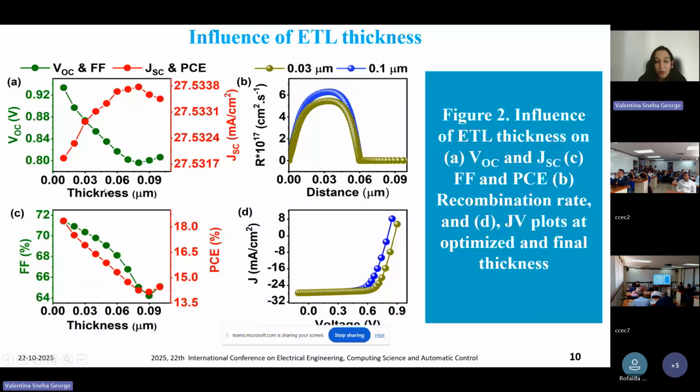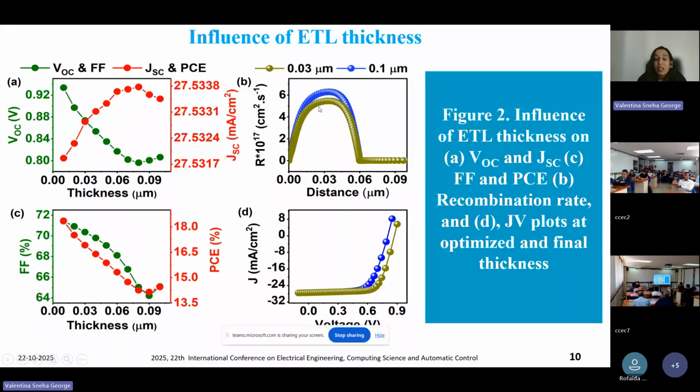to 0.1 micrometer. There is an increase in the VOC, fill factor, a decrease in the VOC, fill factor and the PCE, whereas JSC increases slightly on increasing the thickness. This occurs because as ETL thickness is increased, it raises the series resistance and recombination losses even though the coverage improves. And the increase in the JSC may be attributed to the better charge collection efficiency due to the improved physical coverage. However, thicker ETL increases recombination and resistance as seen in the recombination plots.